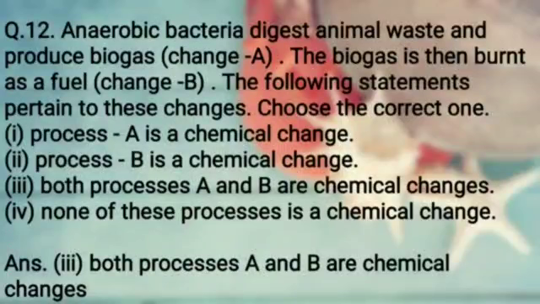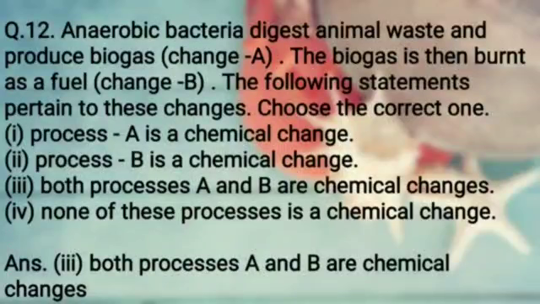First option is process A is a chemical change. This is correct. Second, process B is a chemical change. That is also correct. Third, both processes A and B are chemical changes. Yes, correct. And fourth, none of these processes is a chemical change. So that is a totally false statement, because both are chemical changes.